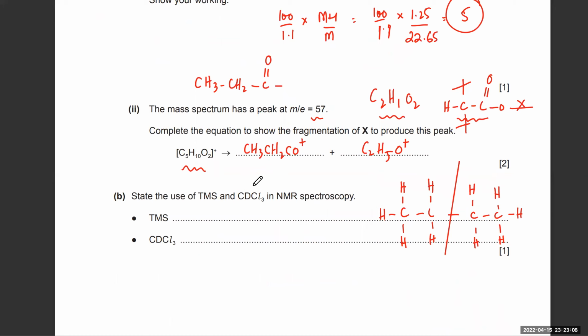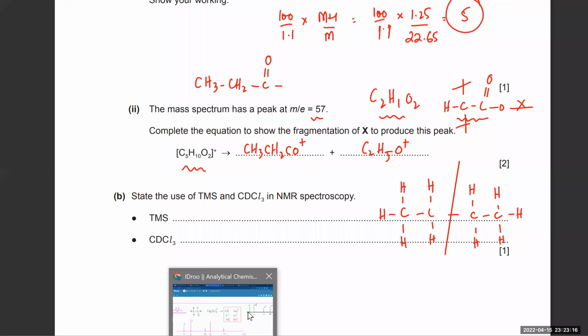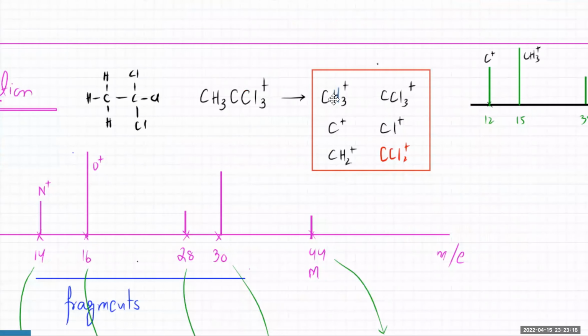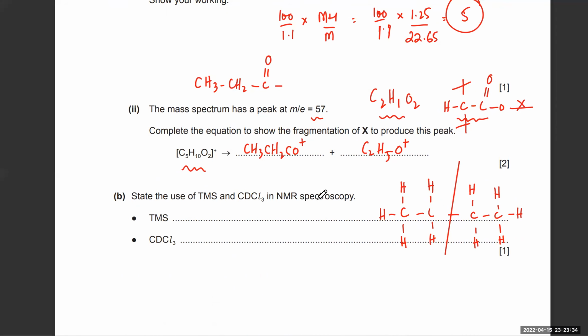The next one is about fragments, just remember this. If the molecule breaks into two pieces, the fragments are going to be incomplete structures, but they can't be that incomplete if it's breaking down into very few pieces.